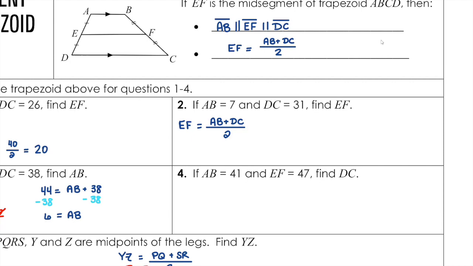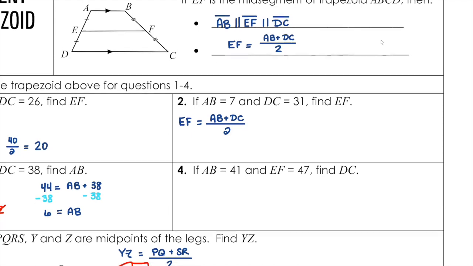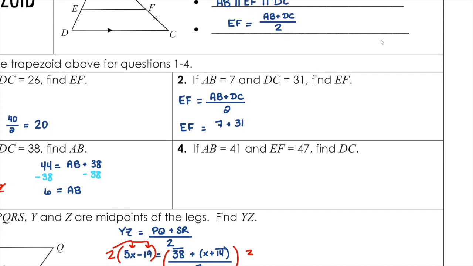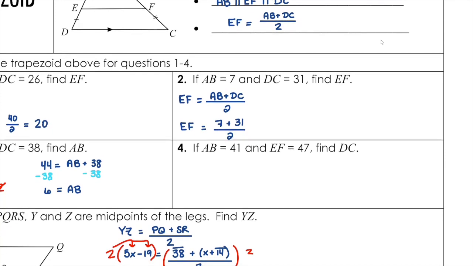What's the length of AB? 7. The length of DC is 31. And then, of course, that's divided by 2. So just add them together, divide by 2. Add them together and divide them in half.